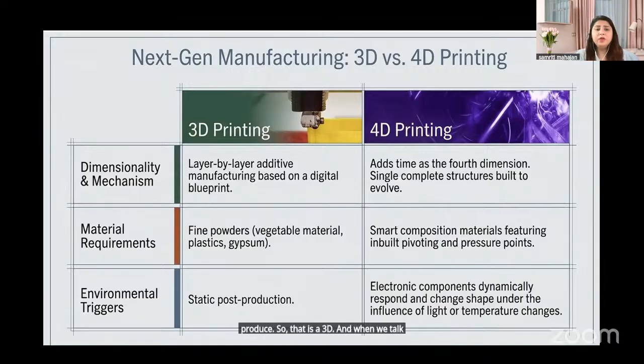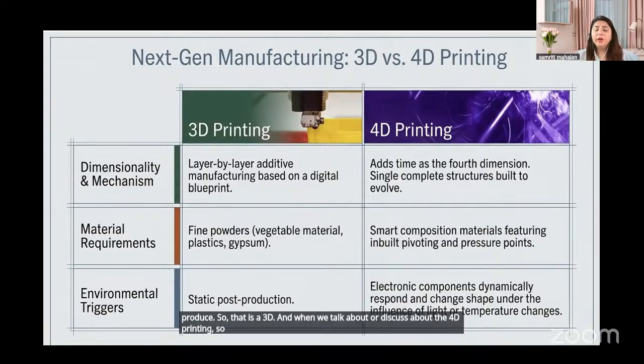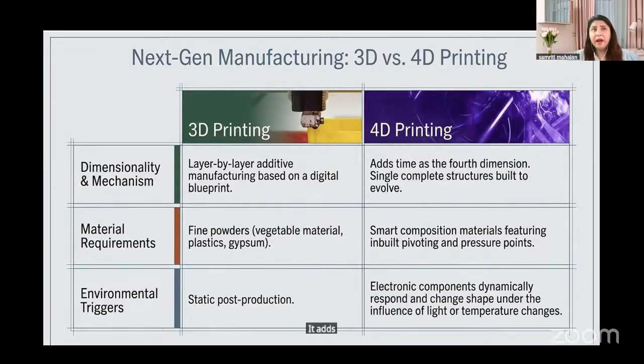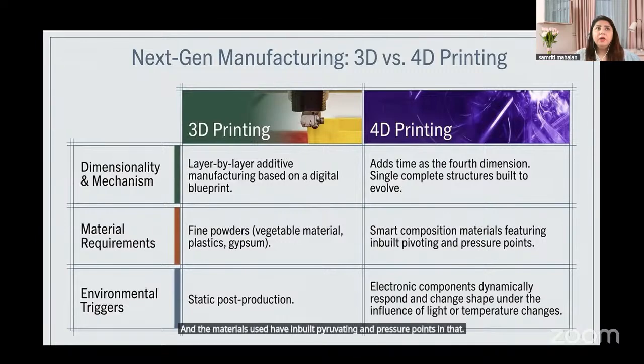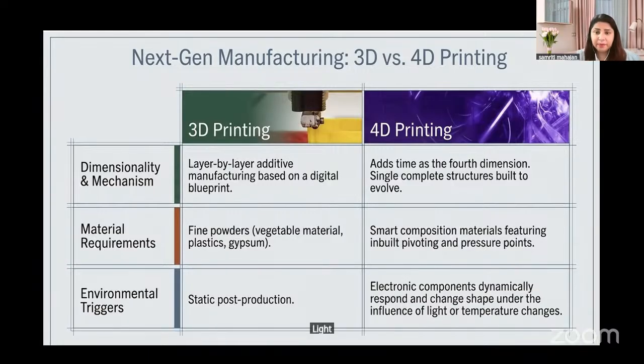And when we discuss 4D printing, that is where it gets remarkable. It adds time as the fourth dimension. The structures are built to evolve, and the materials used have inbuilt pivoting and pressure points. Electronic components within the structure dynamically respond and change their shape. And how do they respond and change shape? Under the influence of light, temperature, or moisture itself.